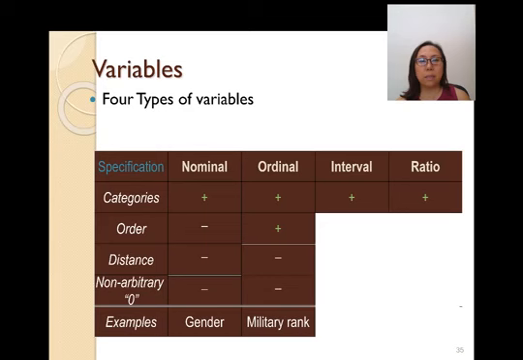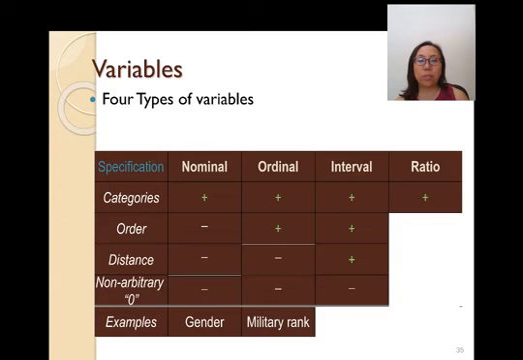And then the second one is ordinal, and it has categories, and in addition to that has order. So an example of that would be military rank or t-shirt size, something that can be ordered. You will also notice that these two types that we discussed just now, nominal and ordinal, really pertain to the first two characteristics, but not distance or non-arbitrary zero, which refer to numbers. So nominal and ordinal types, these two are word variables, or what we call a categorical variable.